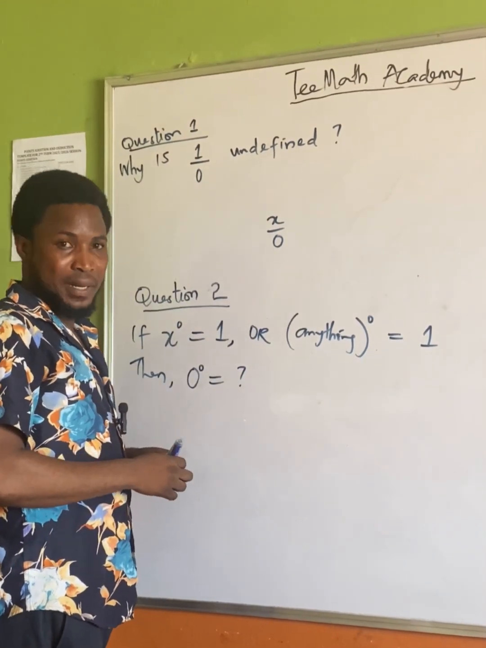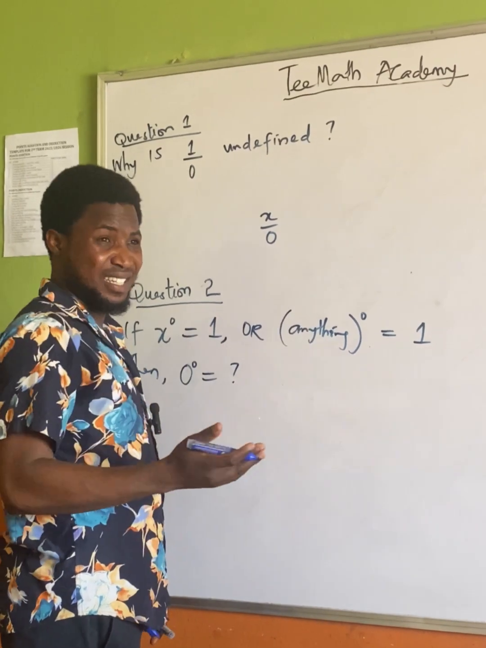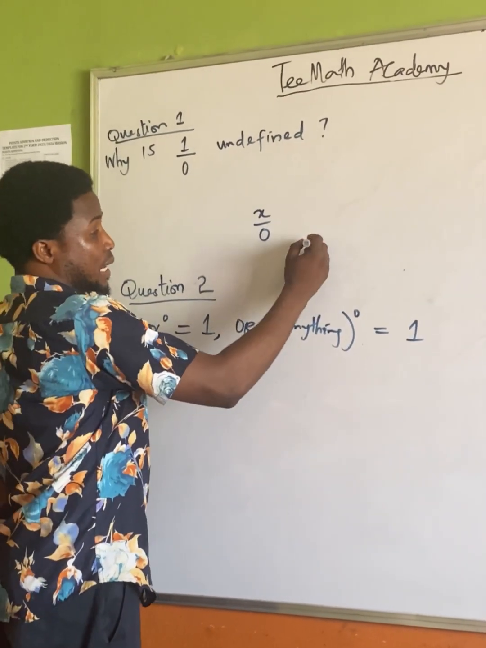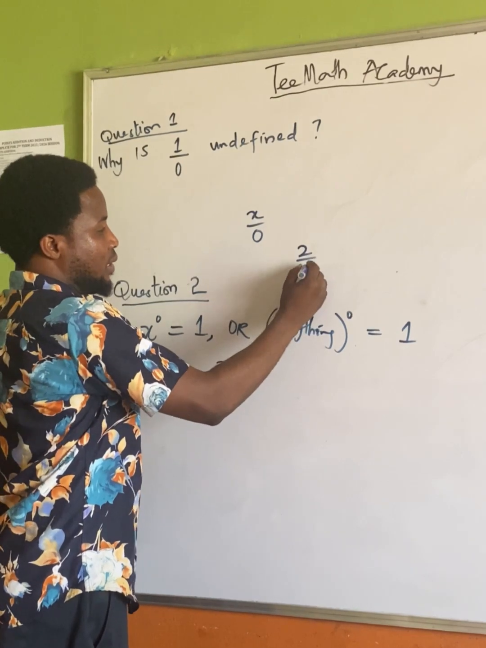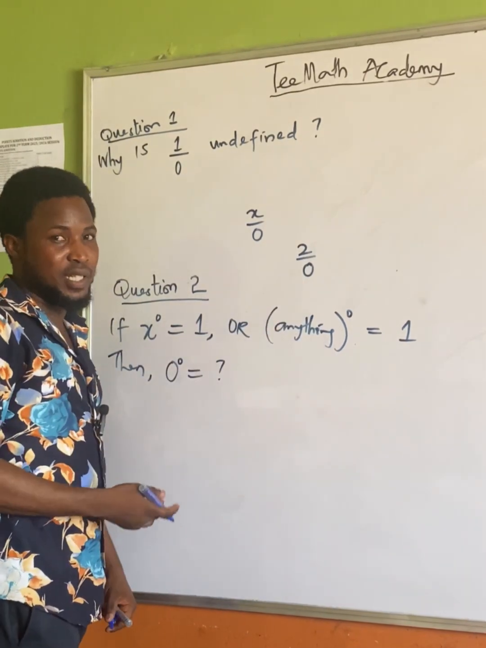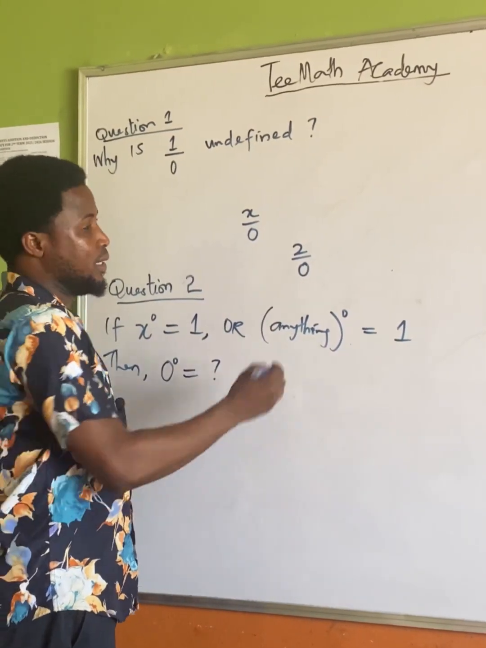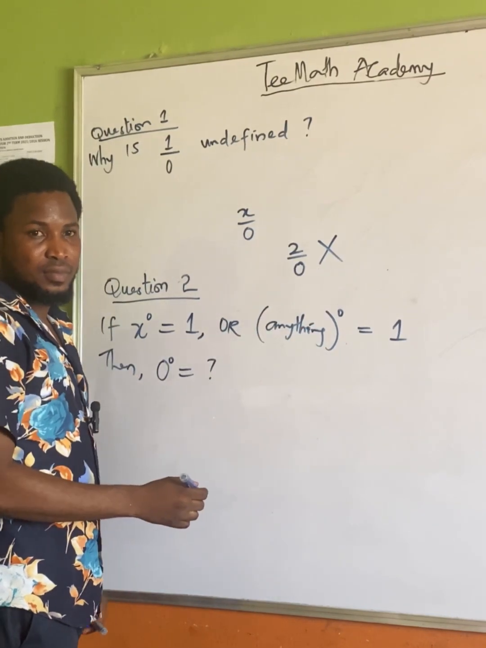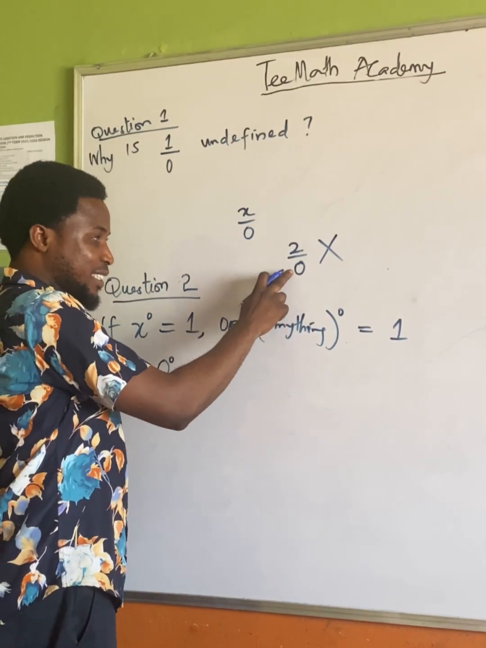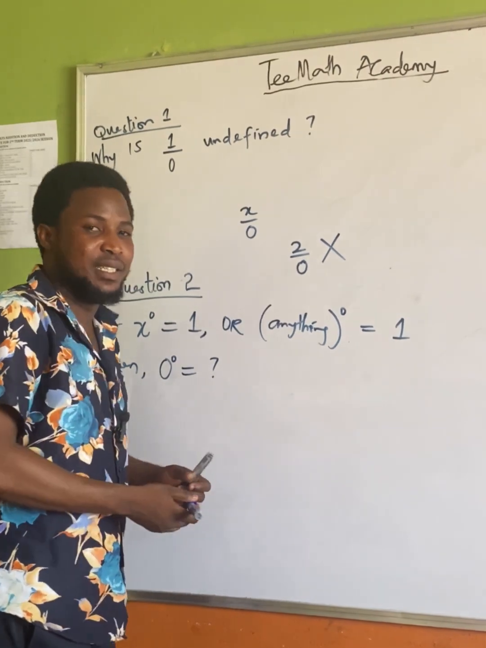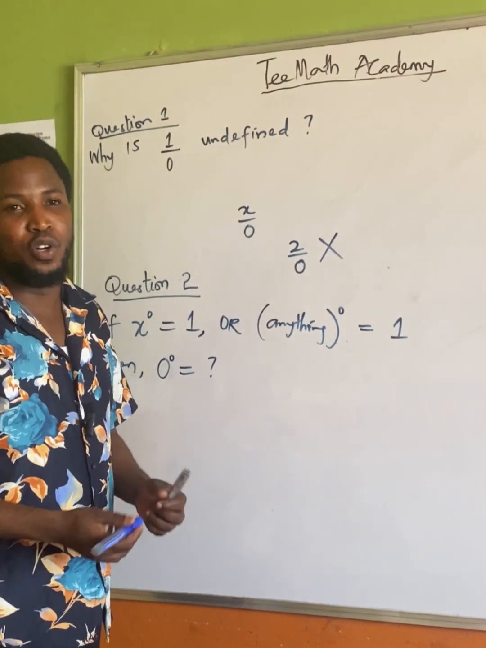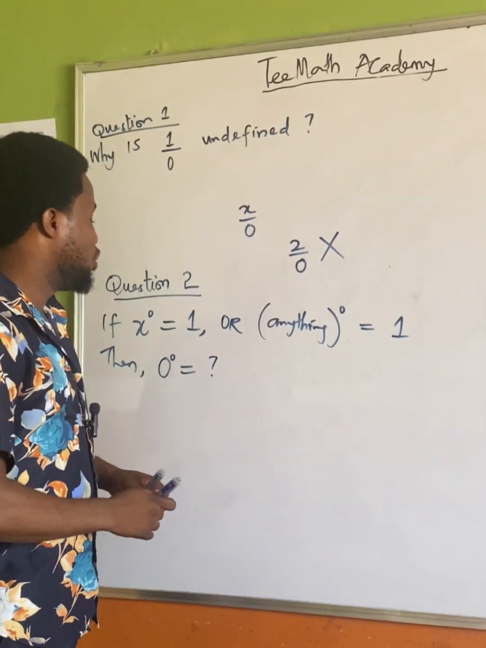Now, in your mathematics, I think from primary school, if your teacher shows you 2 divided by 0, most of them will say it is 2. It's not 2. This does not exist. It is not allowed that the denominator should be 0. Whenever it is 0, we call it undefined or it does not exist. How? Let me show you.